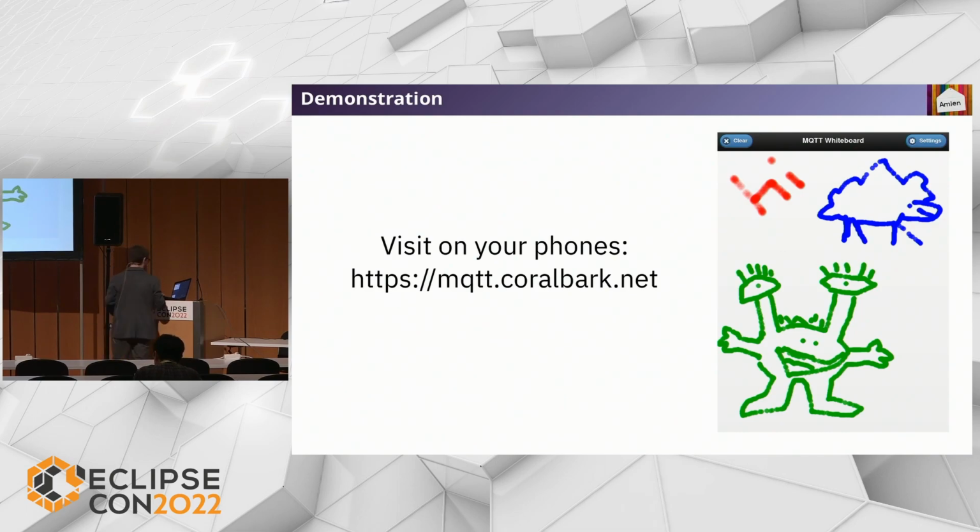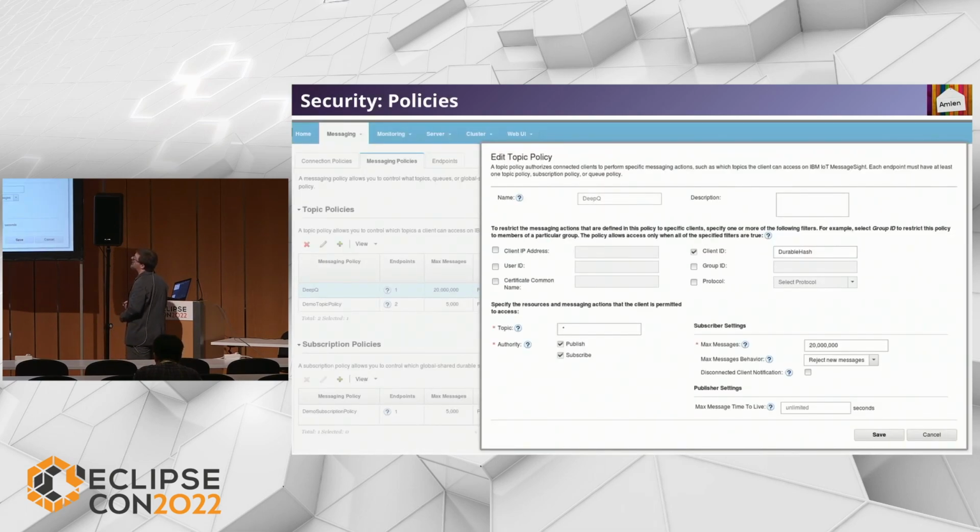Okay. So, as I said, in that web UI, you can configure things as well as monitor things. So you set up policies to define security levels, so you can say on a particular topic, this group of people are allowed to subscribe or are allowed to publish.